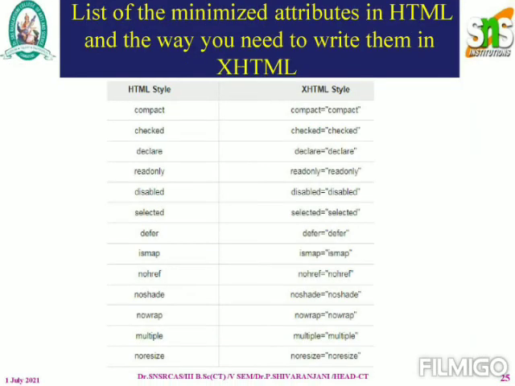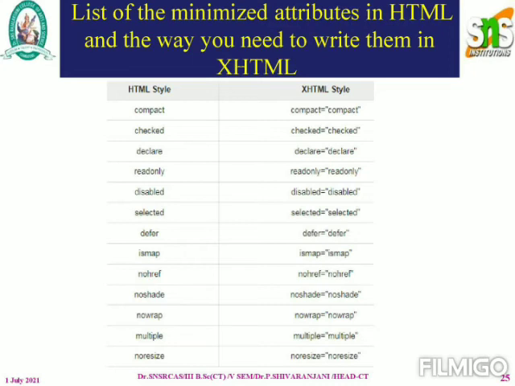The next one is about the list of minimized attributes in HTML and the way you need to write them in your XML documents. Here some of the HTML styles and their corresponding XML styles are described. If you want to describe the style called compact, then you have to write in XML style compact equal to double quotes compact. And if you want to describe checked, you have to write checked equal to checked.